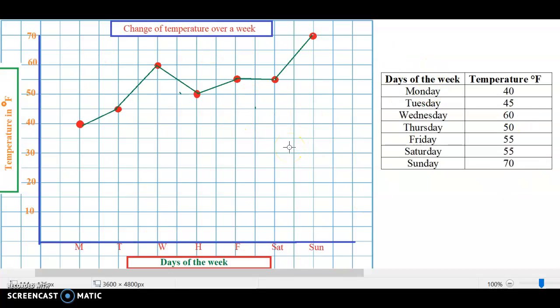To practice more, I will post some charts and tables, and I ask you to find which table goes with which chart. Good luck and happy learning.